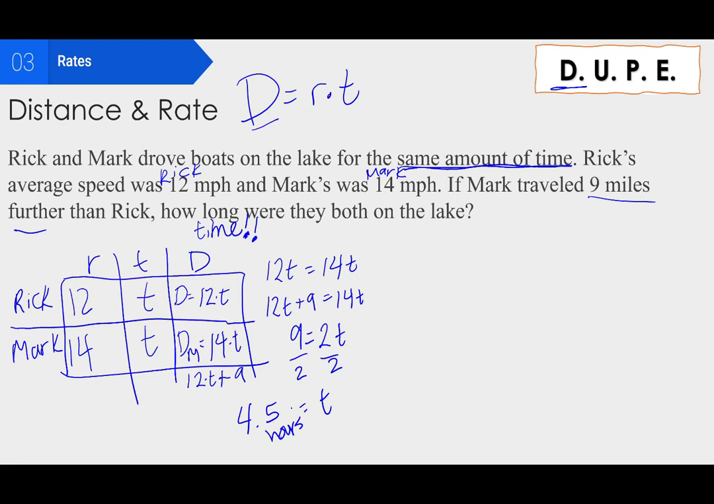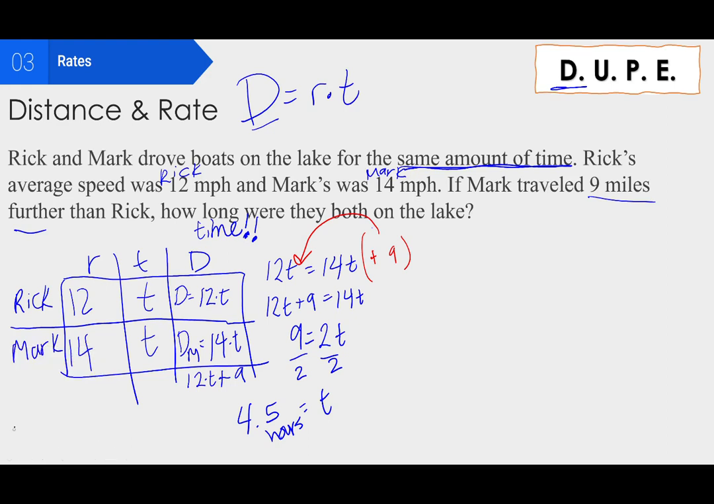Okay, one word of caution, because in this statement it says that Mark traveled 9 miles further than Rick. A lot of students will be tempted to add the 9 here, right? But that would be giving him an additional 9 miles, and he's already 9 miles ahead. So we have to give it to Rick to make these still equal. So be careful of that.